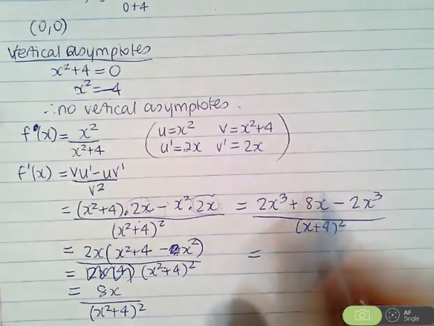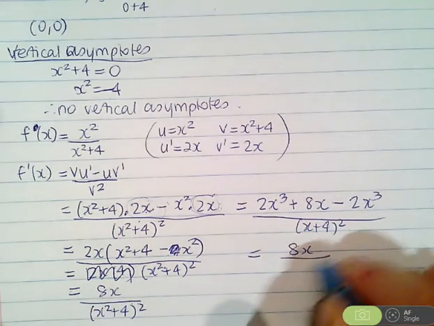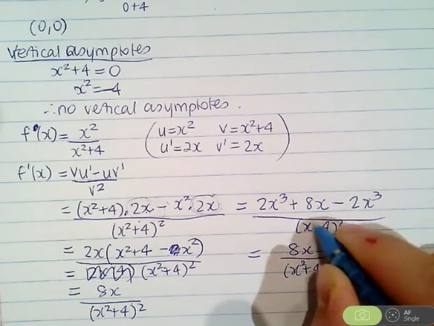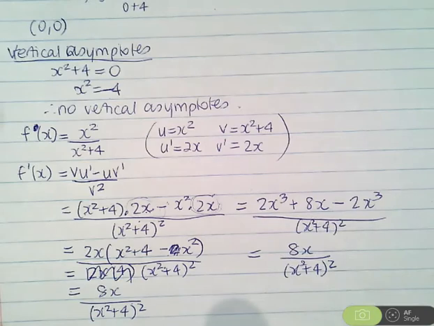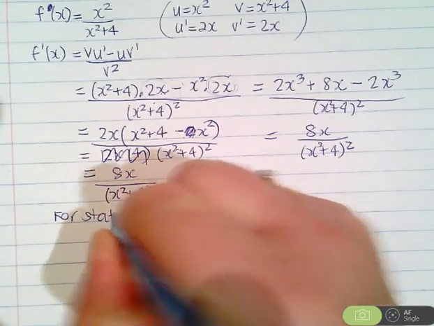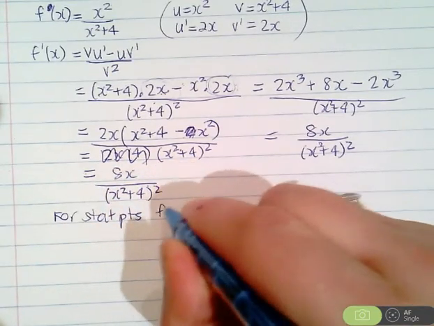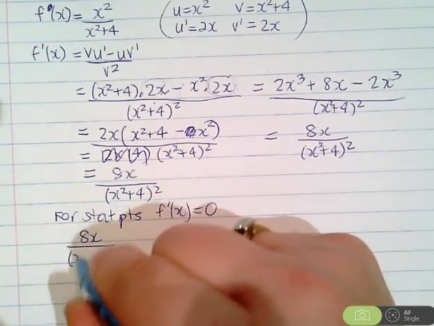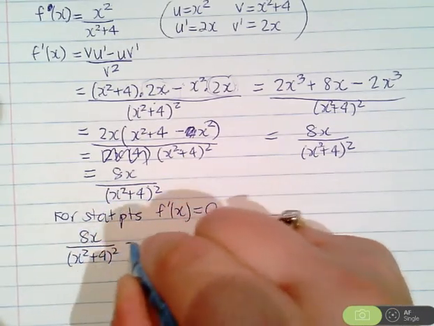Which means that I've got the same answer as here. I've got 8x over x squared plus 4 squared. Okay, so that's my first derivative. Sorry about that. So for stationary points, we've got the first derivative equals 0. So in other words, 8x over x squared plus 4 squared equals 0.